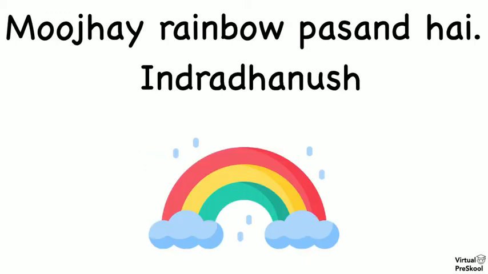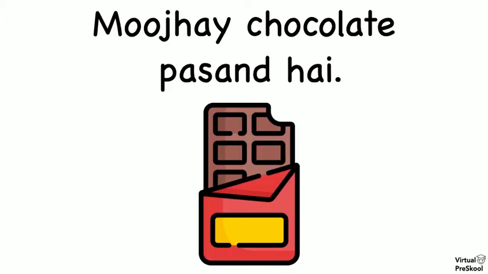Okay, next one I want you to do. How would you say I like rainbows? And don't worry if you don't remember the word for rainbow in Hindi, just use the word rainbow, okay? Mujhe rainbow pasand hai. Or if you want to do it with the Hindi word, mujhe indradhanush pasand hai, right? Very good.